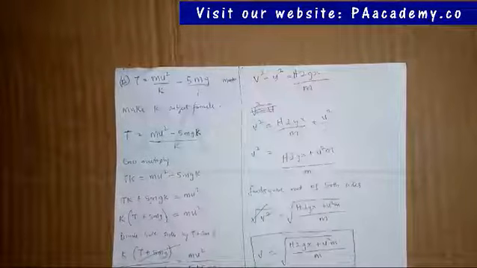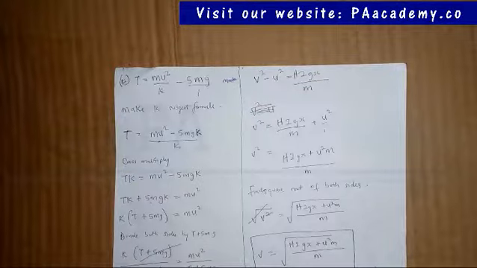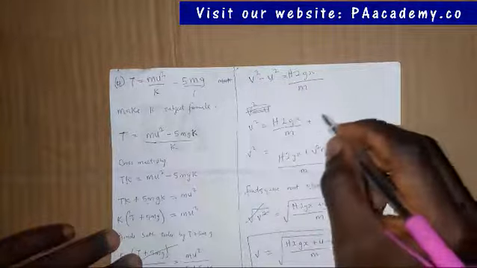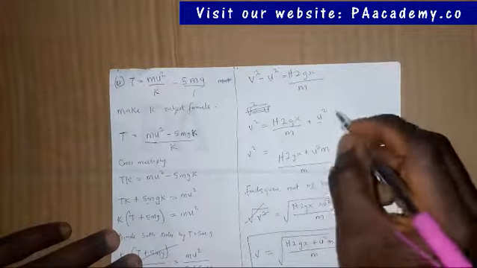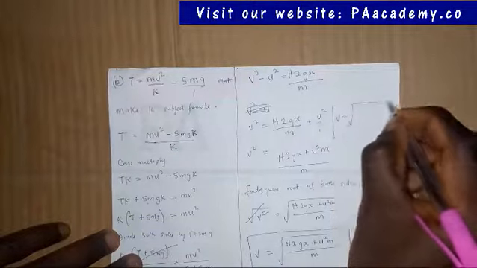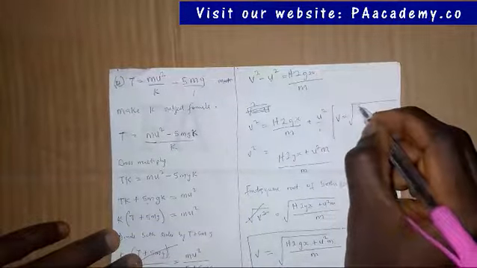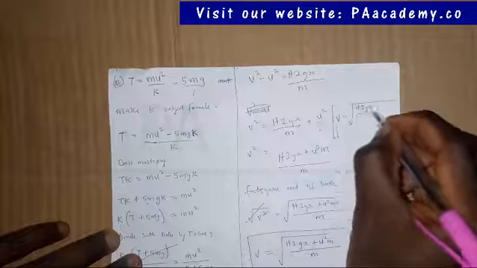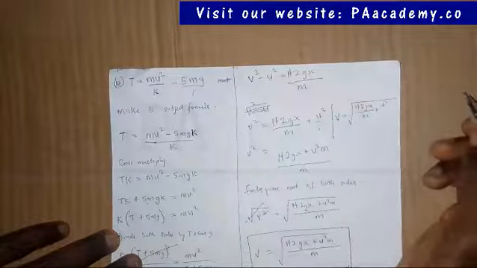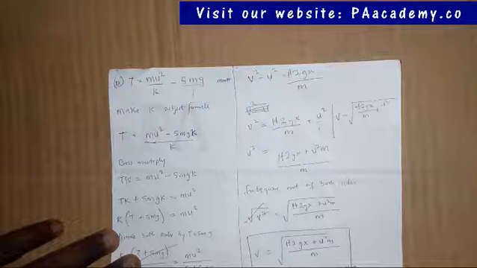So when you take it this far, you get this as your final answer. But if you choose to stop here and find the square root at this point, your v will be square root of h2gx over m plus u square. Exactly. But this is where I took it forward and I stopped here.